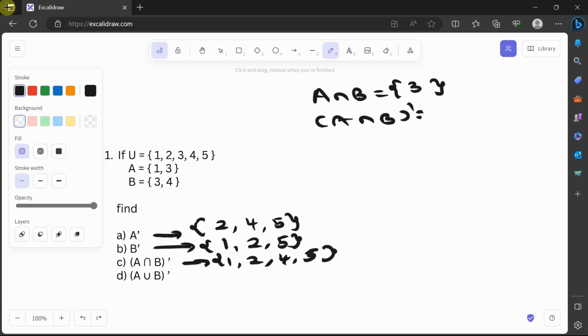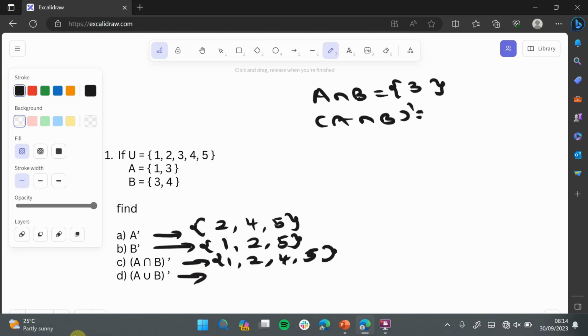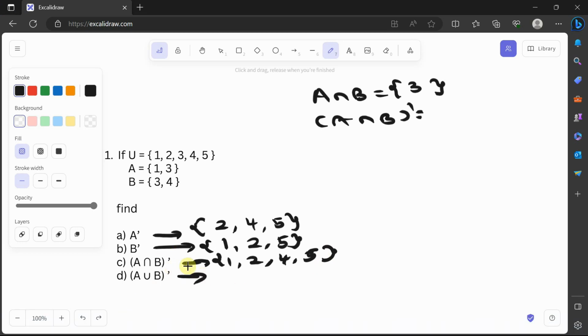Great. Now, the last question is saying that we should find A union B prime. Before we can find the prime, we have to first find A union B. So if I do A union B, that will give me what? 1, 3, 4. So A union B prime will now be what is in the universal set that is not in A union B. And that will be 2 and 5, right? That will be 2, 5.